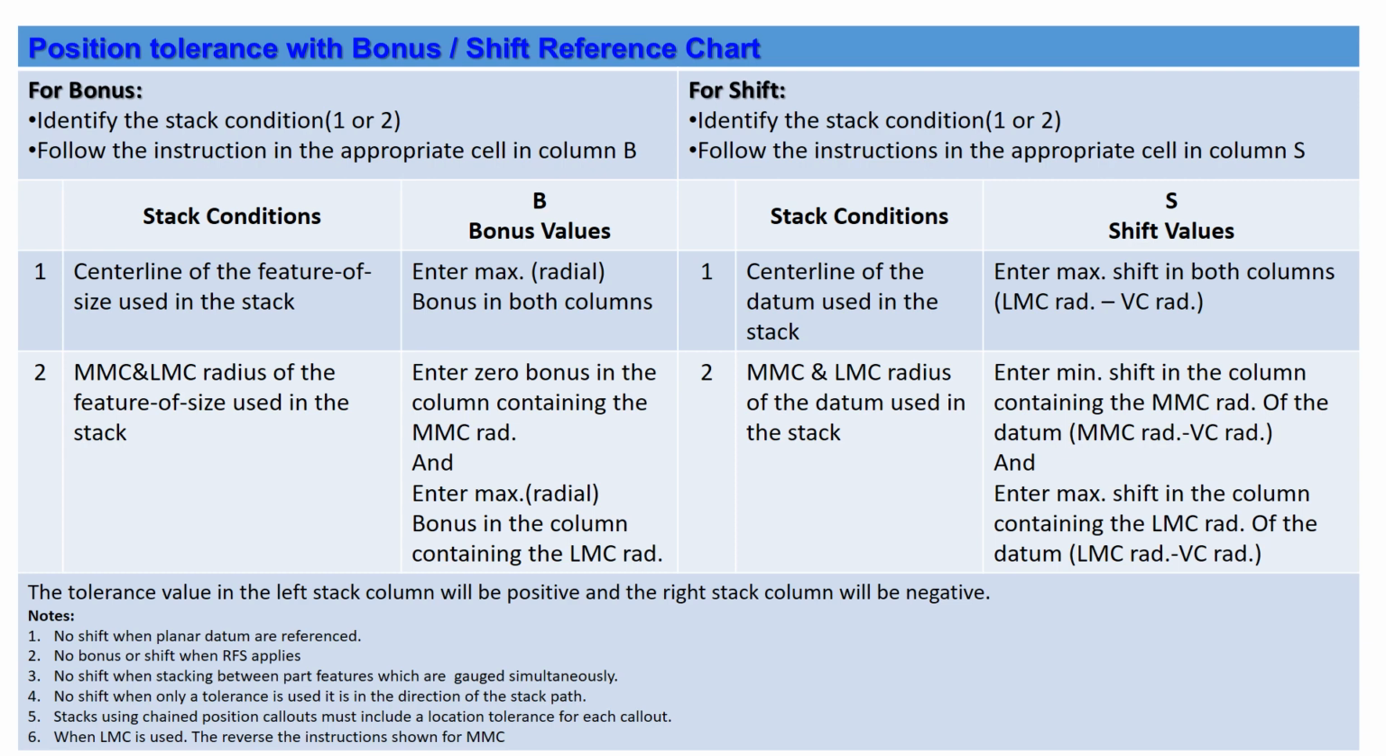Condition number 2: MMC and LMC radius of the feature of size used in the stack. Then enter 0 bonus in the column containing the MMC radius, and enter maximum radial bonus in the column containing the LMC radius.